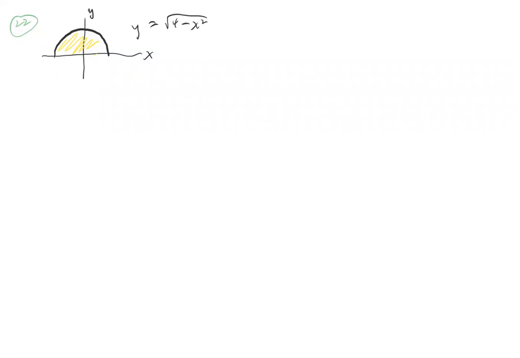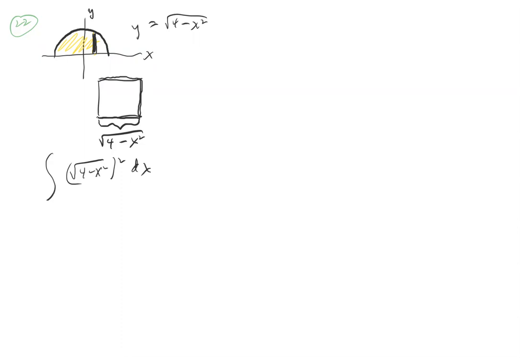We can do this. If I remove a slice perpendicular to the x-axis, it's going to be a square. The base of the square is lying right on that rectangle. What is the length of the rectangle? Top minus bottom, so root 4 minus x squared minus 0. Now, if you know the side of a square, how do you find the area of it? You square it. But then it has a thickness to it, dx. And then you add up all of these slices.